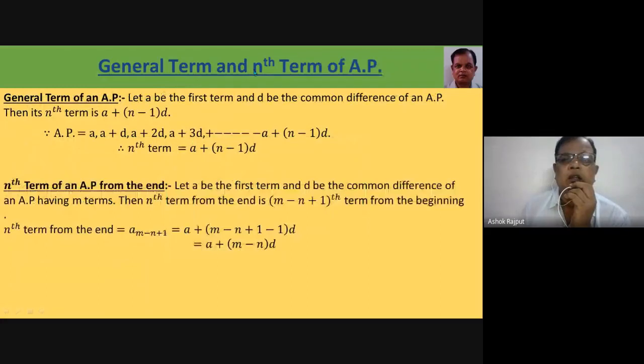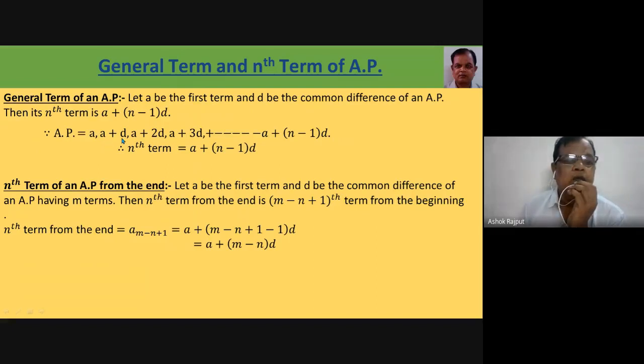General term, the nth term of an AP. As we know, let a be the first term and d the common difference of an AP. Then its nth term is a + (n-1)d. As we know, AP = a, a + d, a + 2d, a + 3d. In this sequence, we are saying here it is the first term, it is the second term, the third term, the fourth term.